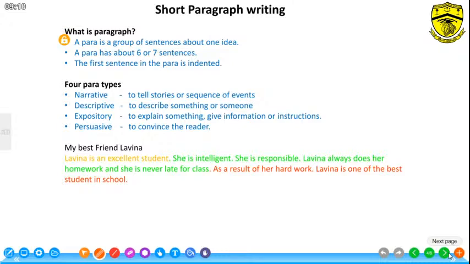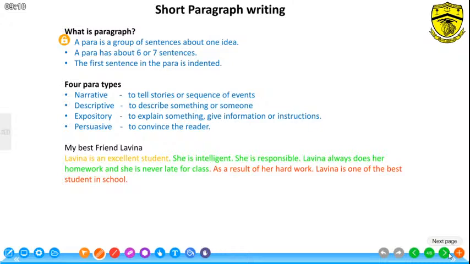What is a paragraph? A paragraph is a group of sentences about one idea. They have given a topic and you have to write about the related topic ideas. Second one, a paragraph has about 6 or 7 sentences. Because it's a short paragraph, you have to limit your sentences and show your ideas within 6 or 7 sentences. The first sentence of a paragraph is indented because it's an opening sentence.